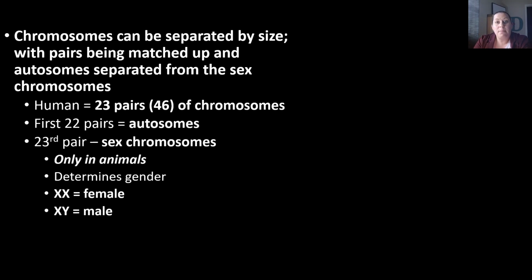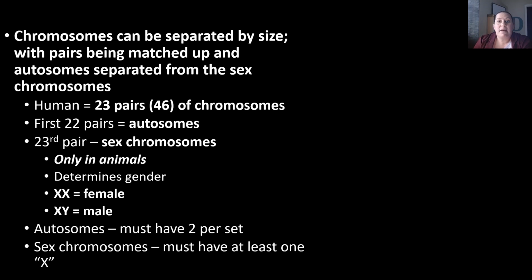Now, the first 22 pairs are what we call autosomes. They're the ones that all humans have in common. We all have the same 22 pairs of autosomes. The 23rd pair is what's different. The 23rd pair is what we call the sex chromosomes. And these are only found in animals, and they are going to be what determines the gender. Okay, so XX is the female, XY is male. These are not considered homologs when you are male because X and Y are not the same. And because of this, and this is found again only in animals, we do see that XX is female, XY is the male.